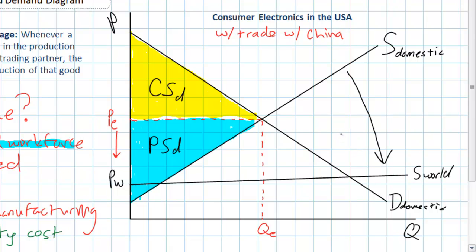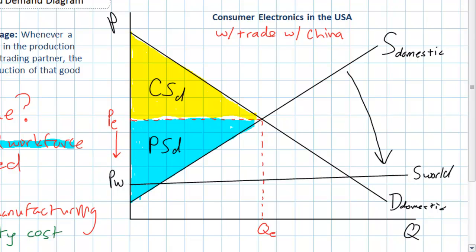So now we see that there's a world supply curve that is further to the right or below the domestic supply curve and far more elastic, meaning that the US are going to pay the world price if they allow trade with the rest of the world. The price is no longer determined only by domestic supply and demand.